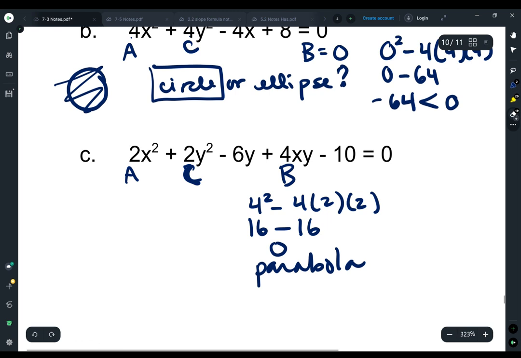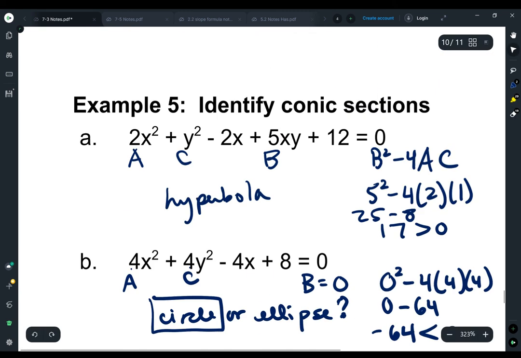So please do your homework. Please ask for help in class. And this is our 7-3 note.